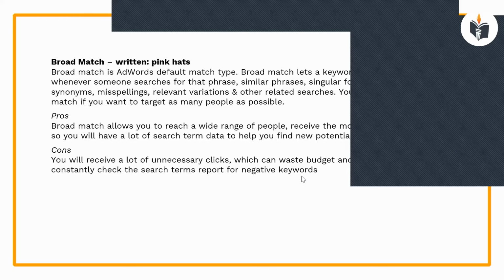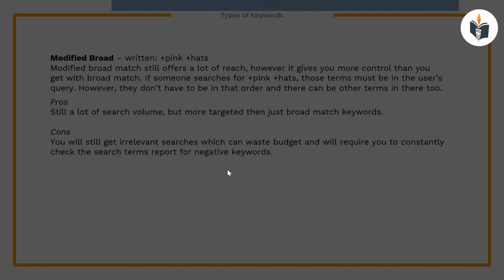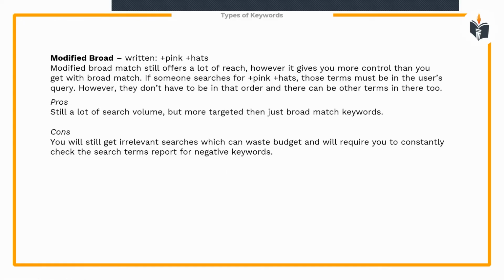And now we'll see the next category, modified broad. So when you put a plus sign in front of the keywords, it becomes modified broad. Modified broad still offers a lot of reach. However, it gives you more control than you get with broad match. So if someone searches for plus pink plus hats, those terms must be in the user's query.